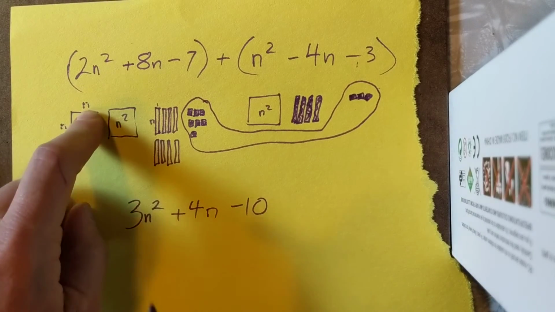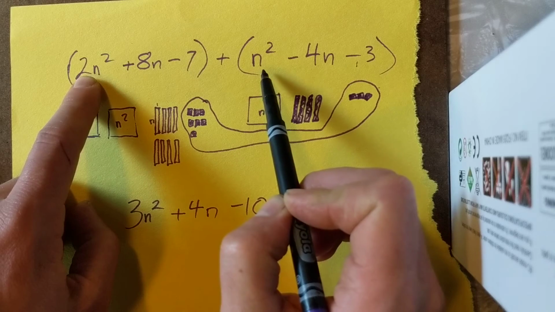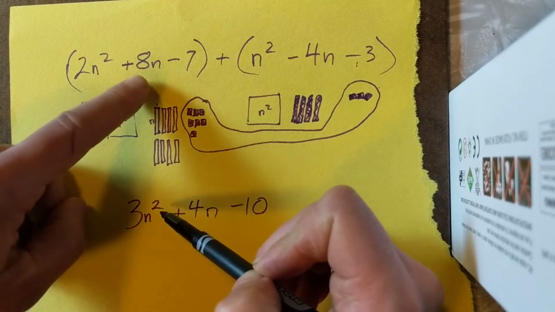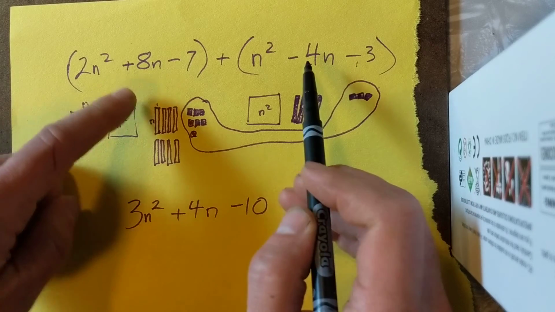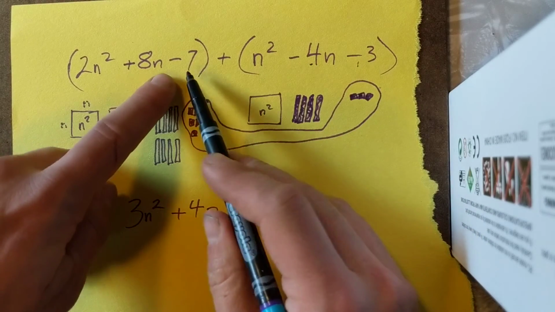Now you don't have to draw the picture. You can do it term by term. 2n squared and a plus n squared, 3n squared. 8n plus negative 4n is 8 minus 4, which is 4n. And negative 7 plus negative 3, negative 10.